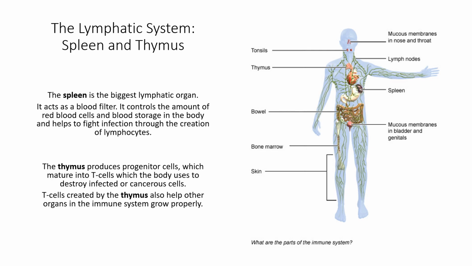The thymus produces what we call progenitor cells, which mature into T cells, which are the body's immune system. It fights off those foreign invaders. T cells created by the thymus also help other organs in the immune system to grow properly and function optimally.